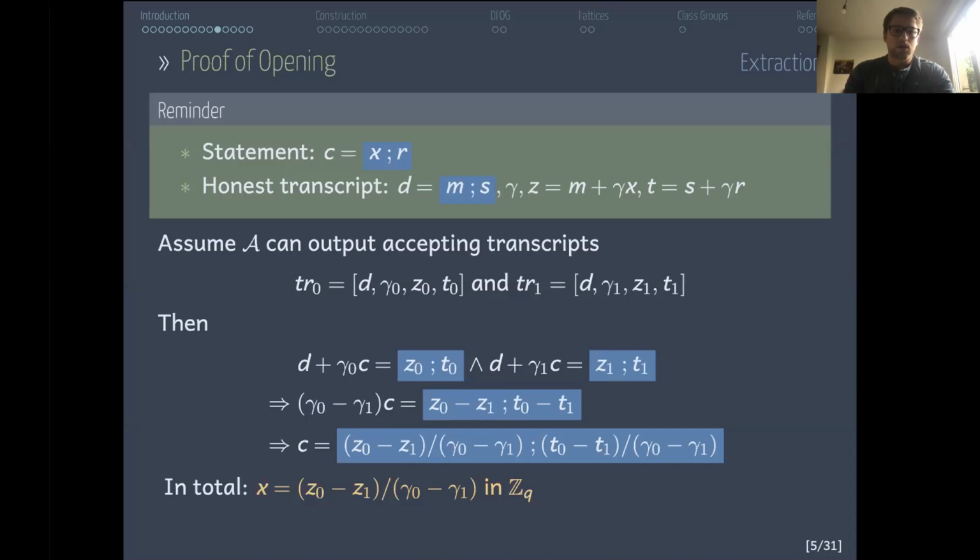And here then we can just perform these calculations, and in the end we get that we can extract X in this way. So it might depend on the concrete commitment scheme, on how we prove soundness, how we prove binding, how we prove hiding, whether or not the commitment scheme has a trapdoor or not. But in our case, I will come to this a bit later.